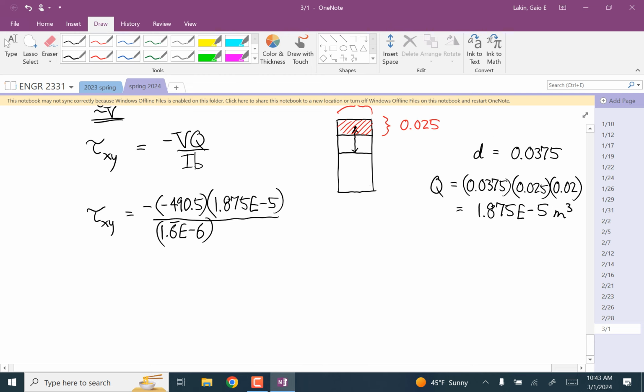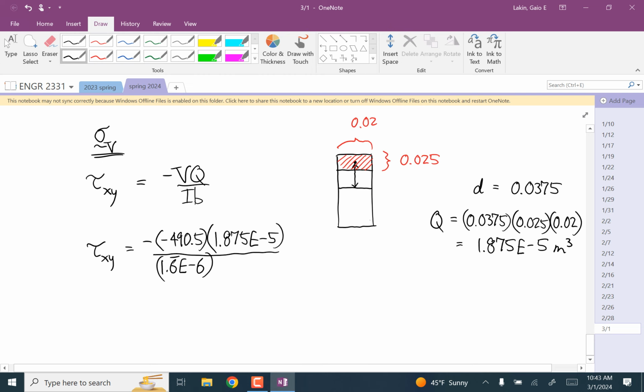times the thickness of the cross section at the line we want. This is a rectangle, so we don't care. If we're doing the circle at the neutral axis, it's going to be the diameter of the circle. So this is 0.02. And we get a value of 2.76 times 10 to the 5 pascals.